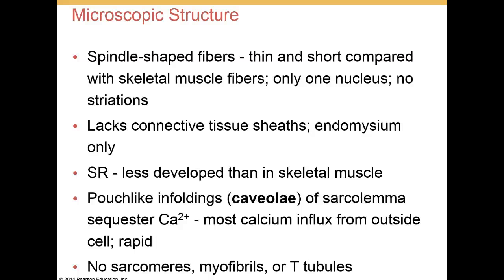There's also no T-tubules. Now, T-tubules were to connect the action potentials with the sarcoplasmic reticulum. Well, since you don't have much sarcoplasmic reticulum, you don't really have T-tubules. But you do have these little infoldings called caveolae, and this is going to allow the cell to pull in calcium from the extracellular fluid. So you don't see the distinct sarcomeres, no striations. You don't have the myofibrils, and you don't have the T-tubules in the smooth muscle.